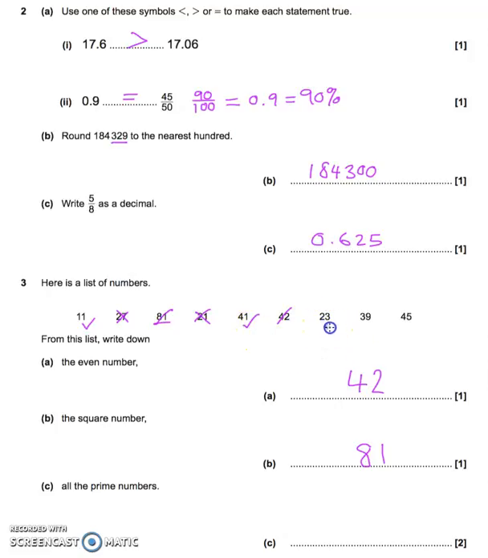23 is also prime because it's got 2 factors. There's no other numbers that fit into 23. 39 you can divide by 3 and 13, so that's not prime. And 45, well, it ends in a 5, so 5 is going to go into it, so it's 9, so not prime. So we've got 11, 41 and 23 to write down, and I'm going to write them: 11, 23 and 41.